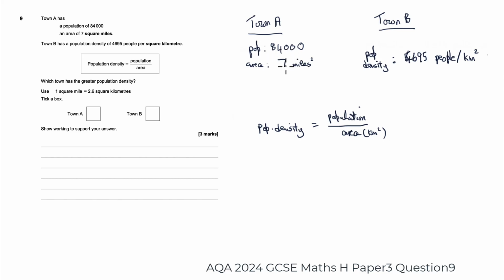But there's a problem with this area, 7 square miles. We need to convert that so that it's in square kilometres. Now they do tell us the conversion that 1 square mile is equal to 2.6 square kilometres. So that would mean that 7 square miles would be 7 times what we're told, 2.6, 7 times 2.6.